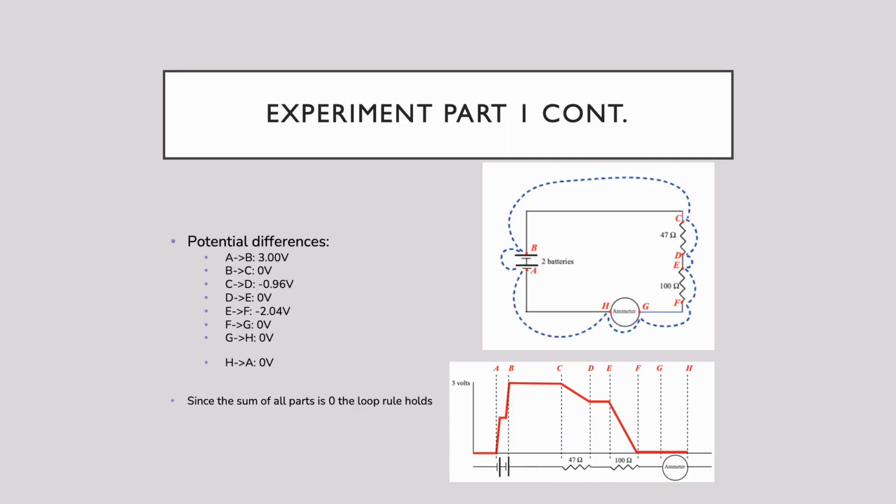So for the next section of the experiment, I set the voltmeter at different parts in the circuit, as you can see in the top right diagram, and then I measured the potential differences across these different points. From A to B it was 3 volts, B to C was 0 volts, C to D was negative 0.96, D to E was 0, E to F was negative 2.04, and then the rest were 0. And since the sum of all parts is 0, the loop rule still holds true. And then I plotted these across the circuit diagram in the bottom right diagram, as you can see.